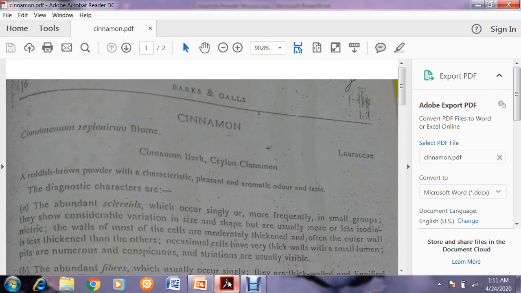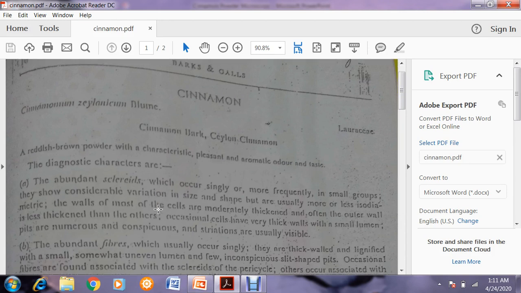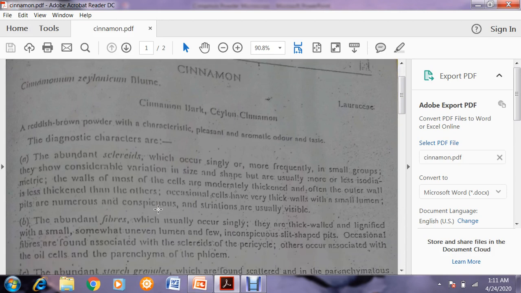This is the monograph of cinnamon taken from the Atlas of Microscopy. As you can see, Cinnamomum zeylanicum Blume is the scientific name. It is a reddish brown powder with a characteristic aromatic odor and taste. Now the diagnostic features. First of all, we will read them. How can you identify an unknown powder as cinnamon, Cinnamomum zeylanicum, or not? You will see abundant sclereids in it.